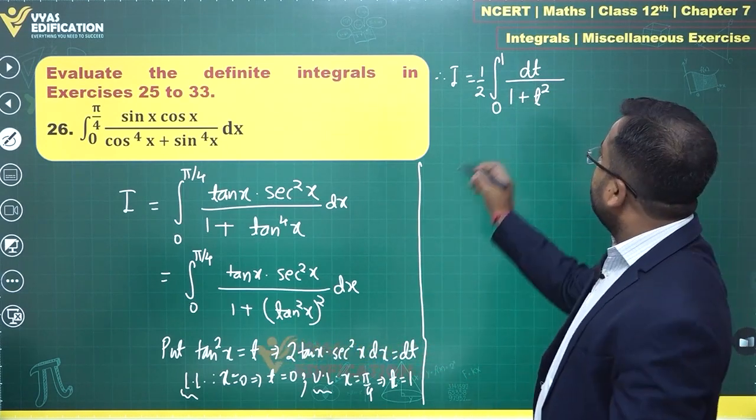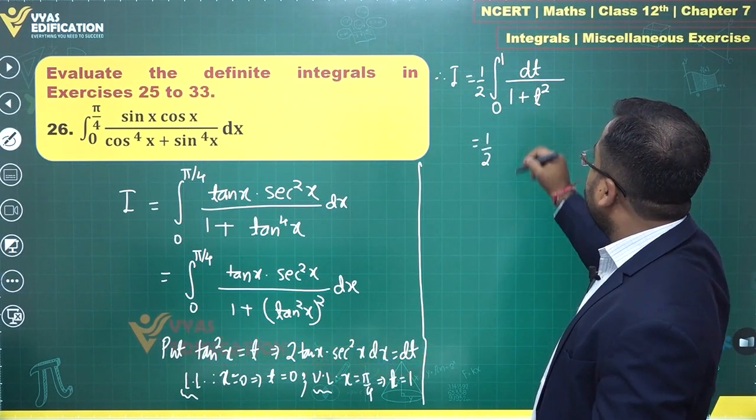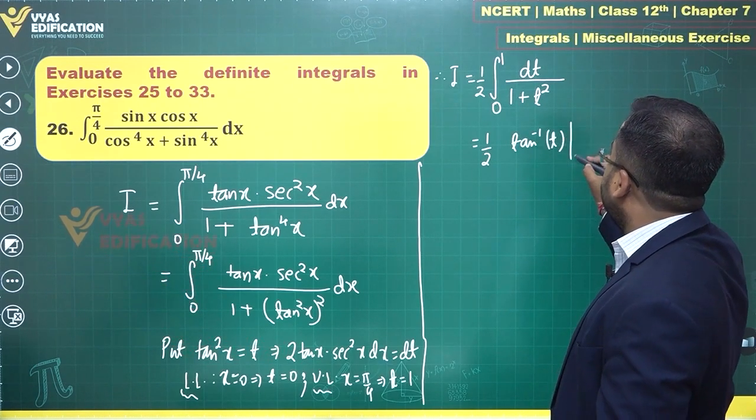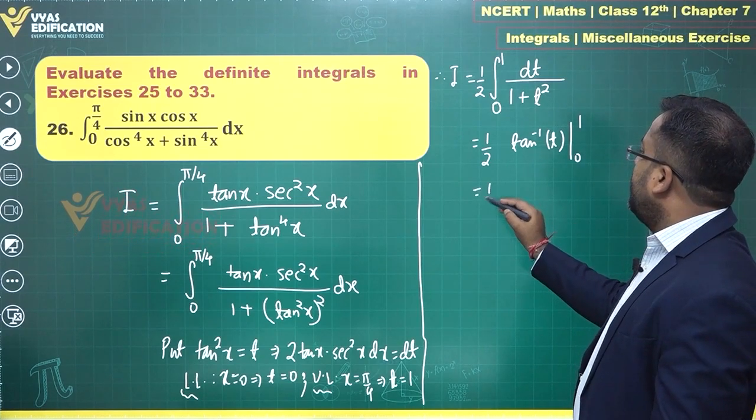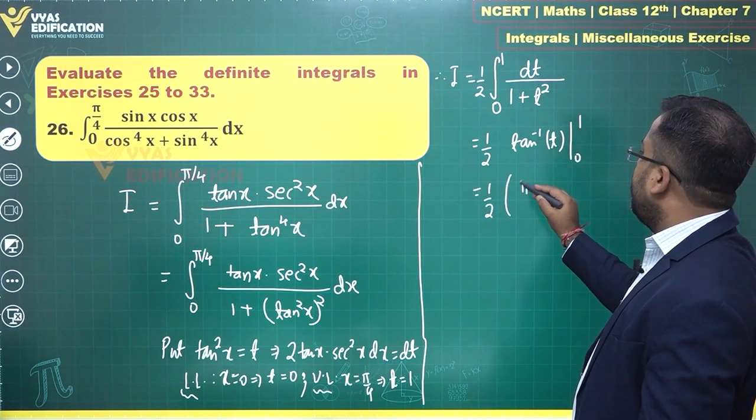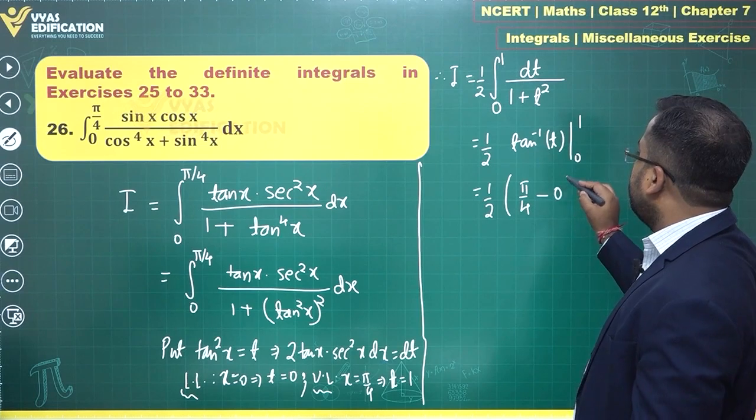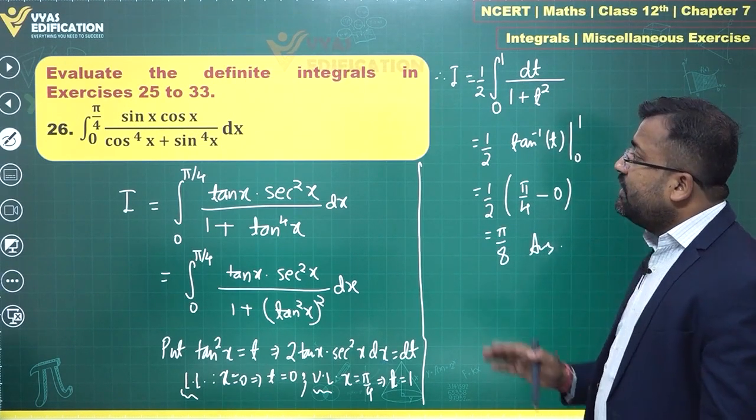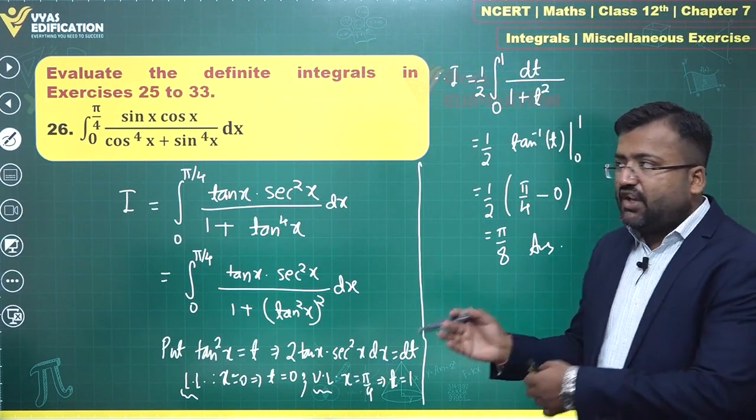Okay, so 1 by 2 is okay. Integral of dt upon 1 plus t square is nothing but tan inverse t from 0 to 1, is what I get. 1 by 2 is okay. Tan inverse 1 will be pi by 4 minus tan inverse 0, which is 0. This becomes pi by 8. And that is my required answer for this 26th question, as you can see over here.